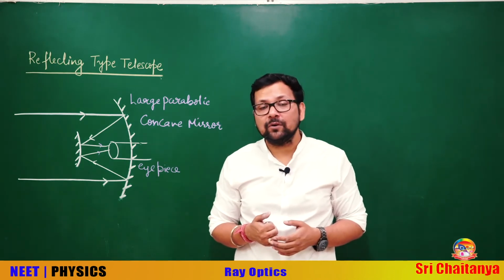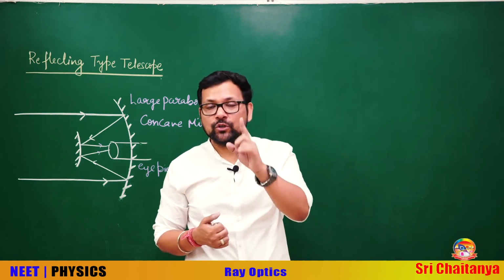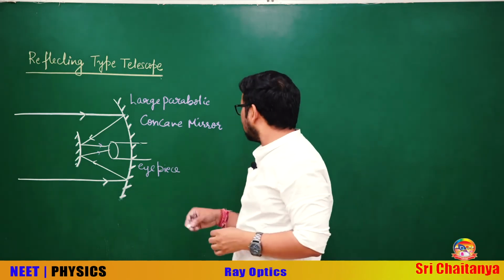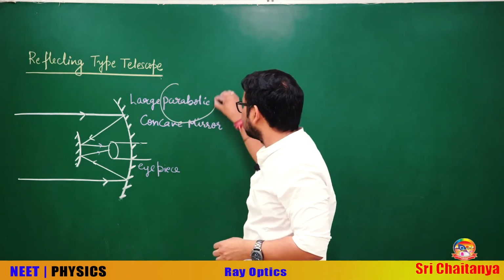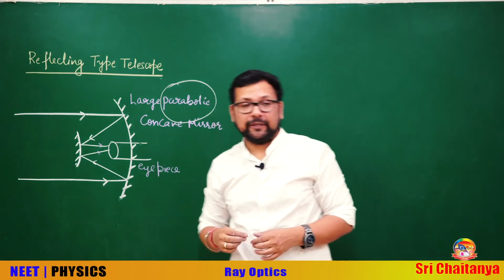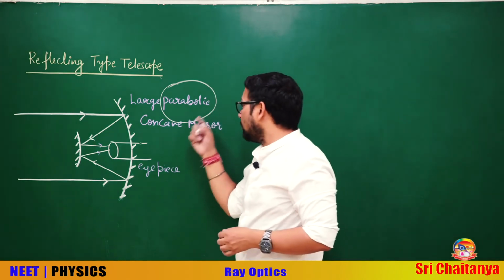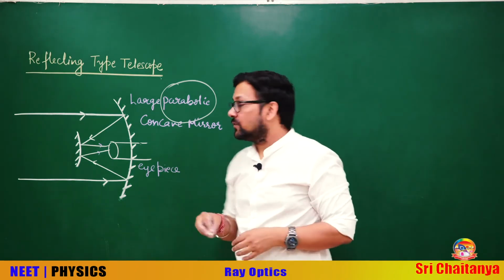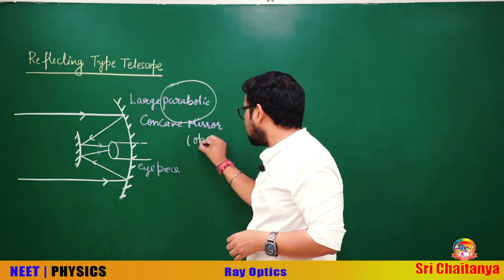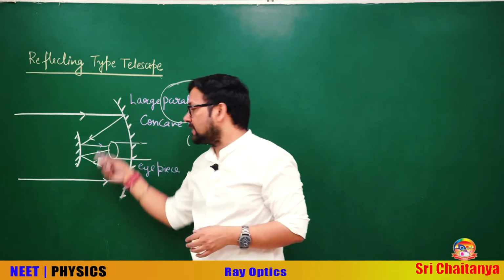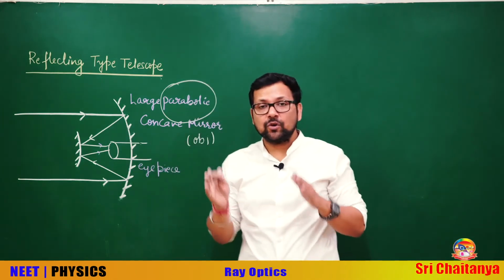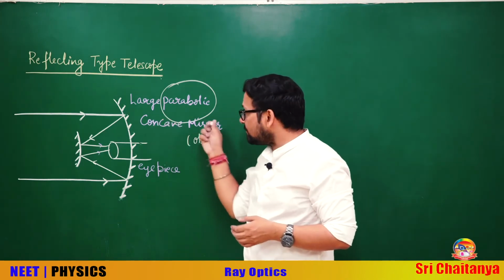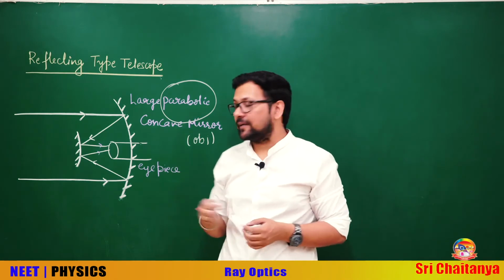So, what to do now? The solution is don't use a spherical mirror. What should you use? See, can you see here? Parabolic. So, a large parabolic concave mirror is used as the objective. What is this? This is the objective on which the light is falling. First, on the objective the light falls. So, here light is falling on this concave mirror, but let me tell you this is not spherical, this is parabolic.